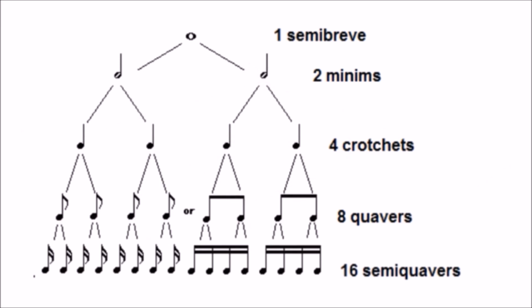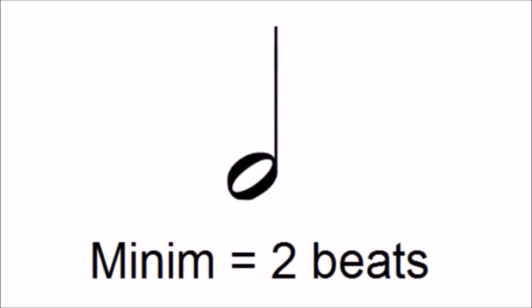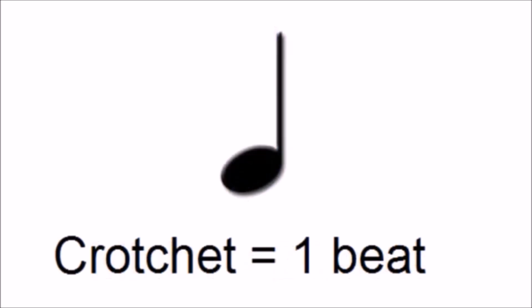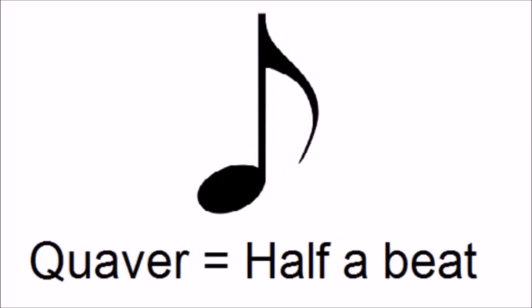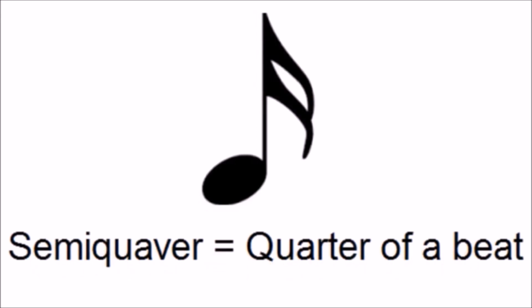First of all, here are some names of note values. This is a semibreve. This is a minim. This is a crotchet. And this is a quaver. And finally, this is a semiquaver.